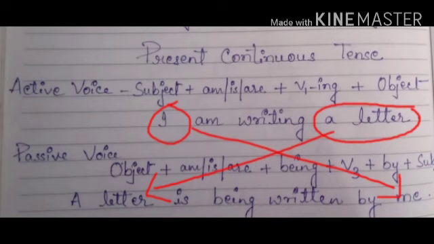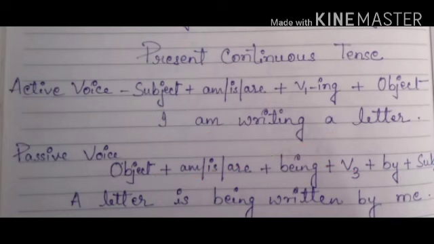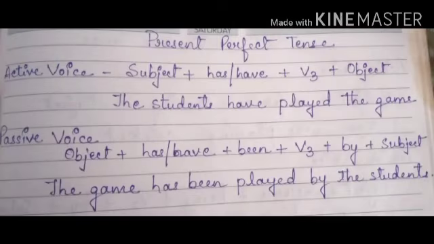So you can see here that in case of active voice, the subject and the object are different, but in passive voice, when we are converting active into passive, the subject becomes the object and the object becomes the subject. Now we have present perfect tense. What is the structure?